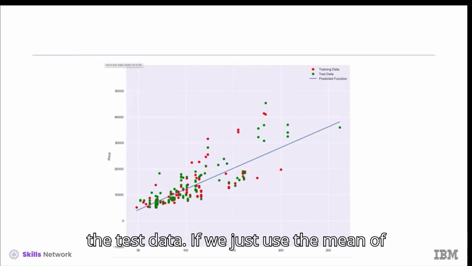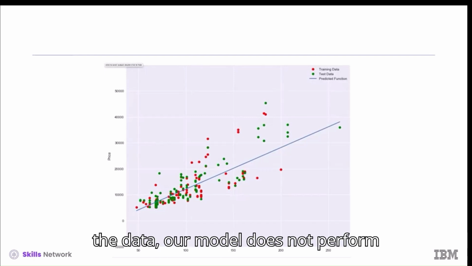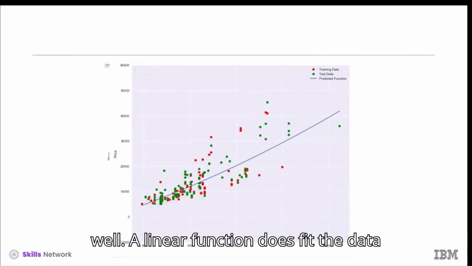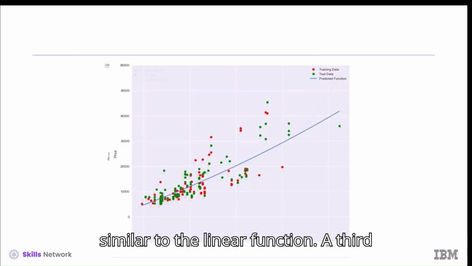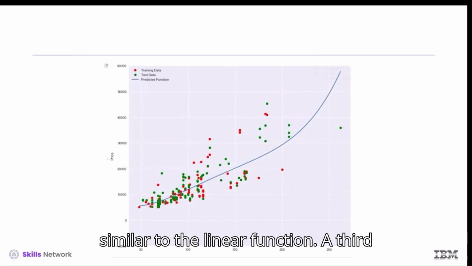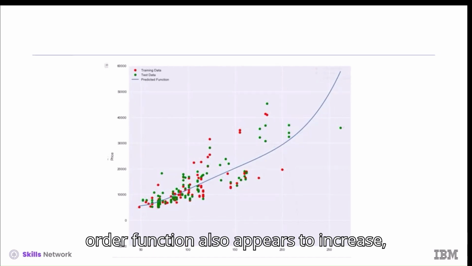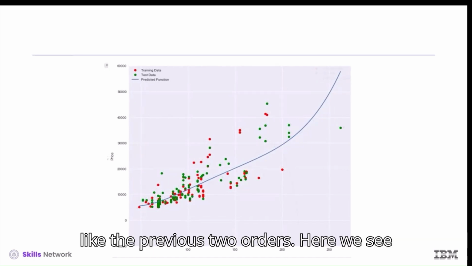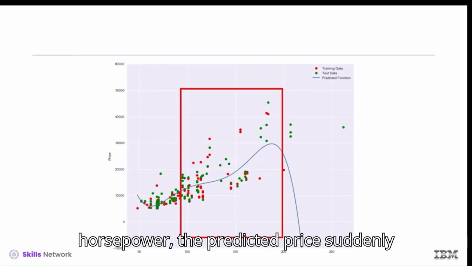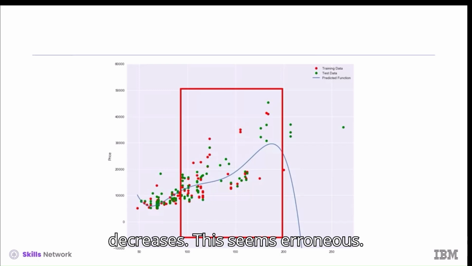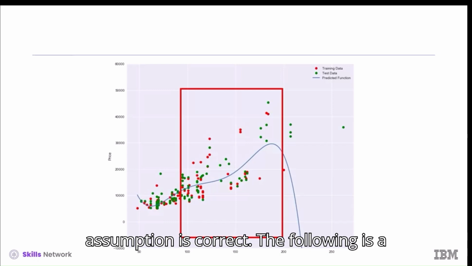If we just use the mean of the data, our model does not perform well. A linear function does fit the data better. A second-order model looks similar to the linear function. A third-order function also appears to increase, like the previous 2 orders. Here we see a fourth-order polynomial. At around 200 horsepower, the predicted price suddenly decreases. This seems erroneous. Let's use R² to see if our assumption is correct.